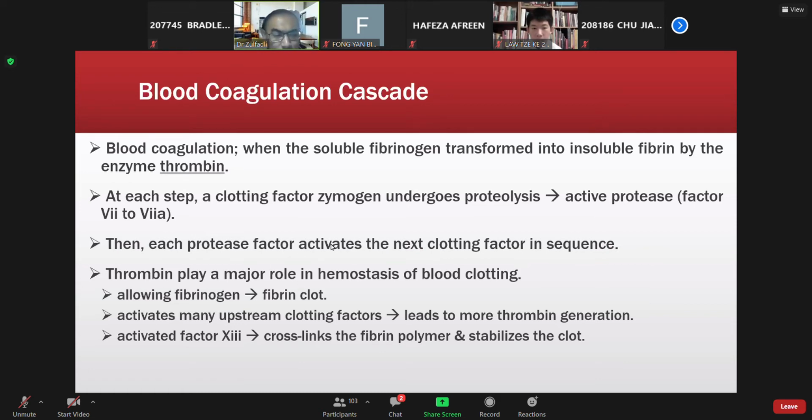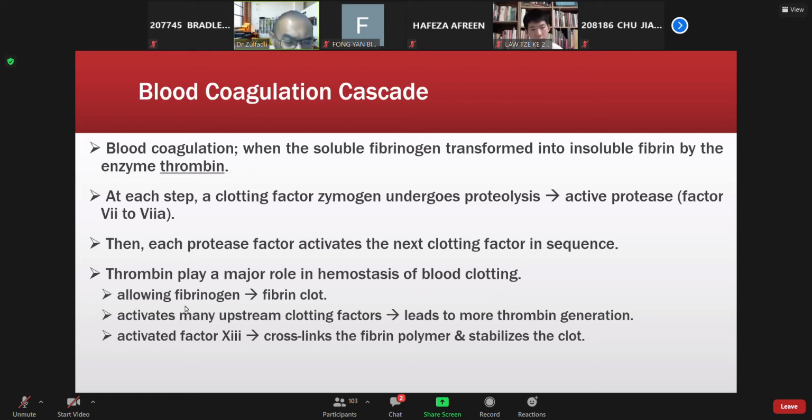Then each protease factor activates the next clotting factors in sequence. So as you can see, the keyword is sequence, or cascade, meaning that once you block anywhere in this pathway, in this cascade, sure it will block the blood clotting. So thrombin plays a major role in hemostasis and blood clotting.